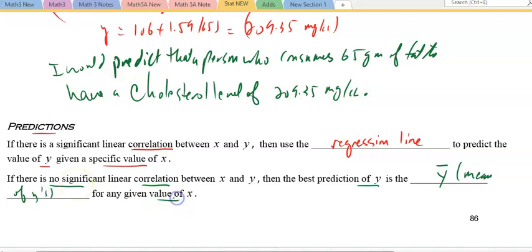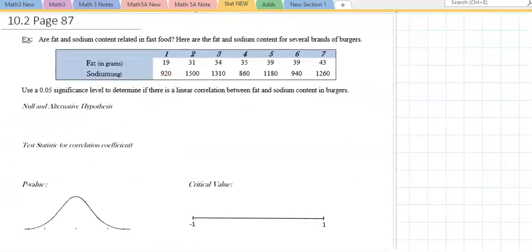For any value of X. If there's no correlation, we really don't even worry about using the regression line. We just worry about, you know, what's the average of the Y's? We just do that. And let's get the last example out of the way.